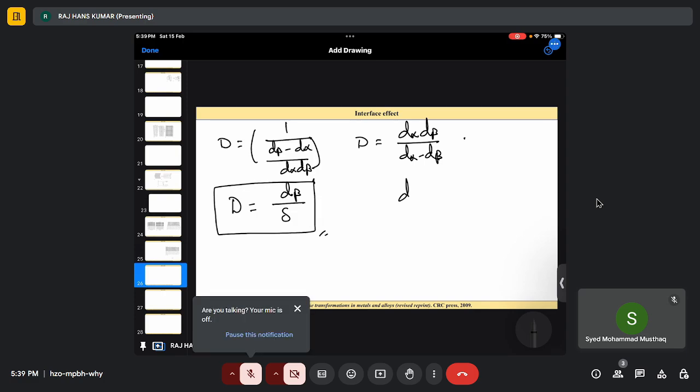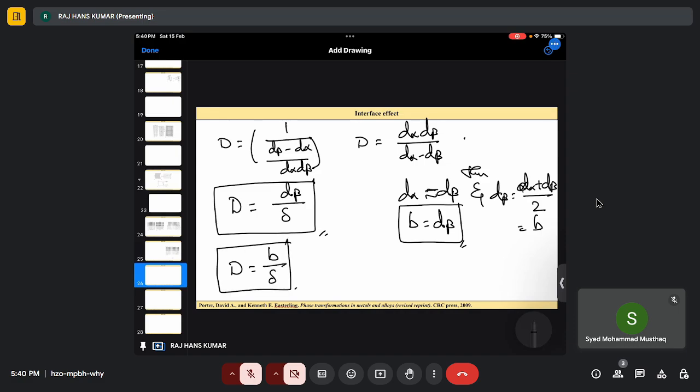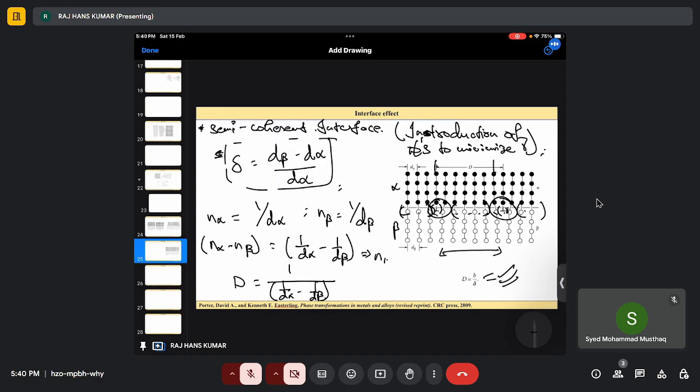Now again, if d alpha is approximately equal to d beta, then d beta will be d alpha, so d alpha plus d beta by 2, right? Then our Burgers vector will be d beta, right? This will be equal to the Burgers vector. Then the distance between two dislocations will be equal to the Burgers vector divided by the misfit parameter. So that's how we arrive at this equation.